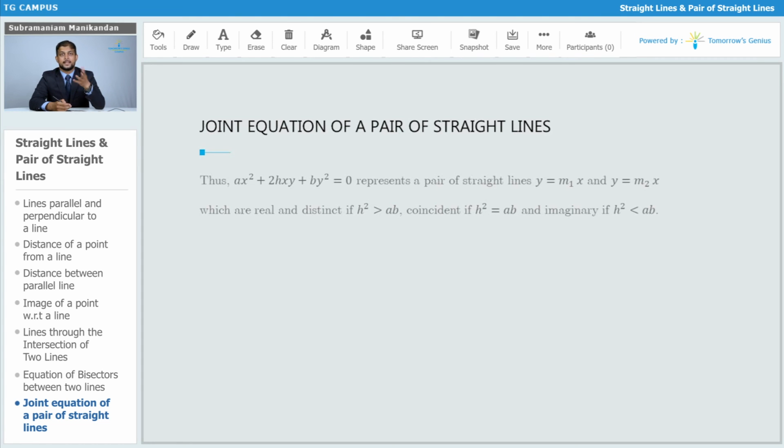Or if h square is less than ab, then the discriminant is negative. Square root of a negative number is not a real number, and thus the two lines which are being discussed are imaginary lines. That is, they do not exist in the real plane.